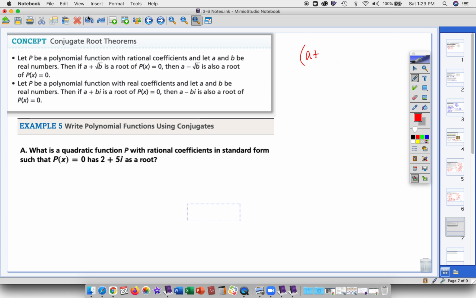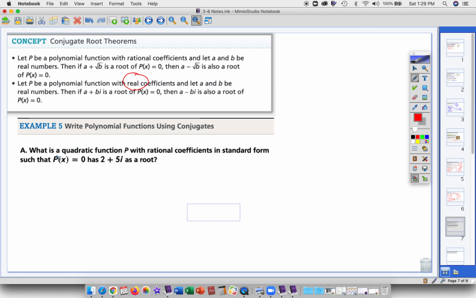It's the same thing for imaginaries. When I have a root of a plus bi, if I have real coefficients, then I also have to have a minus bi as a root to give those real coefficients when we multiply out the factors. So let's try an example and you'll see what I'm talking about.